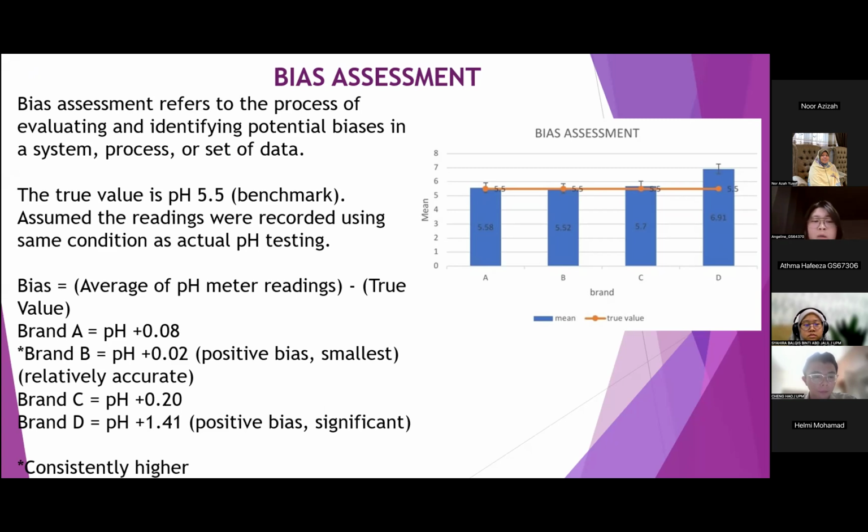So looking back at brand B, it is consistently higher by 0.02. We can easily adjust it back on the pH meter if we do not know that this bias is there. So next I'll be passing to Shahira.